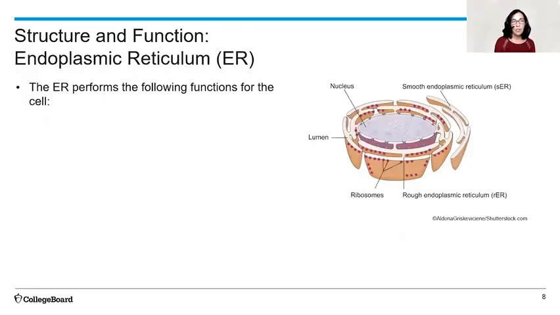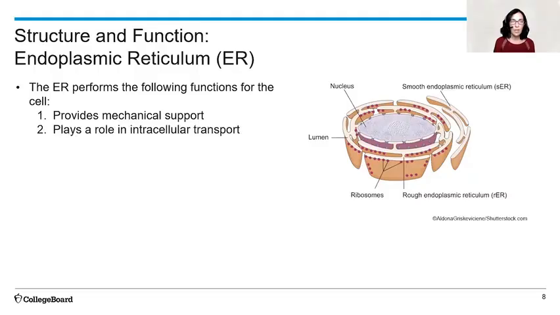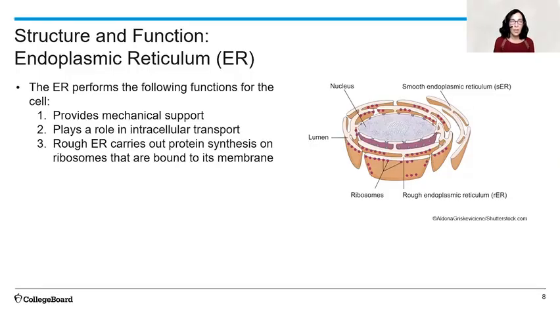Next, we have the ER, which performs several functions for the cell, including mechanical support. So this extensive network of membranes can provide mechanical support for the cell. It can play a role in intracellular transport and shipping materials to various parts of the cell. And the rough ER, which you see here, has ribosomes attached to it, and so it can carry out protein synthesis on those ribosomes.